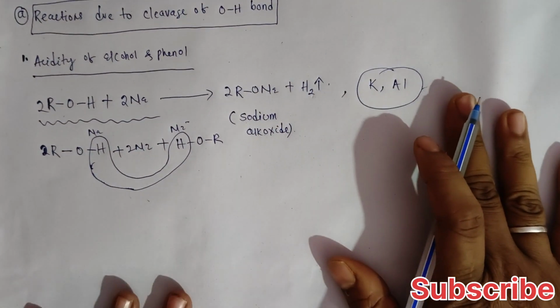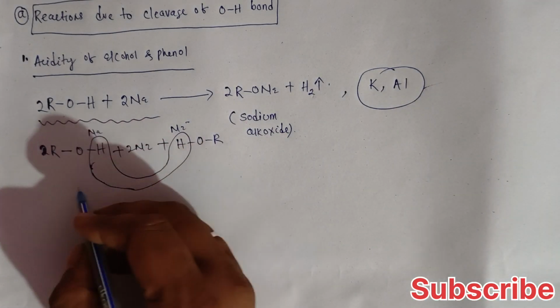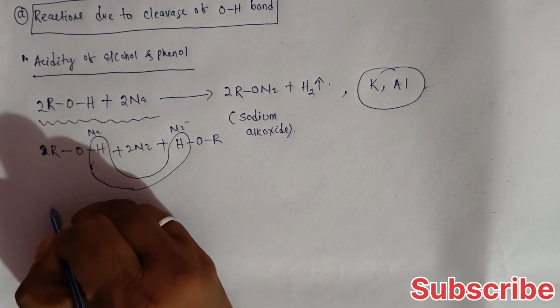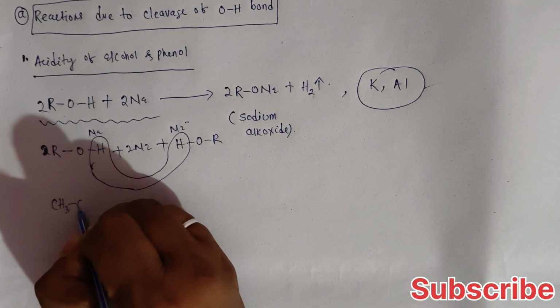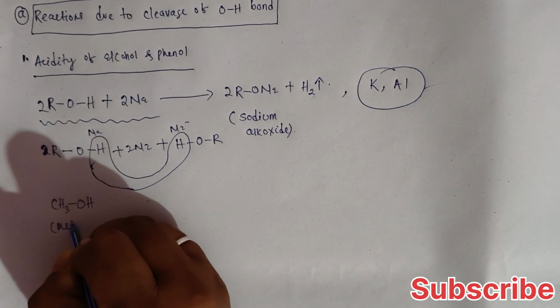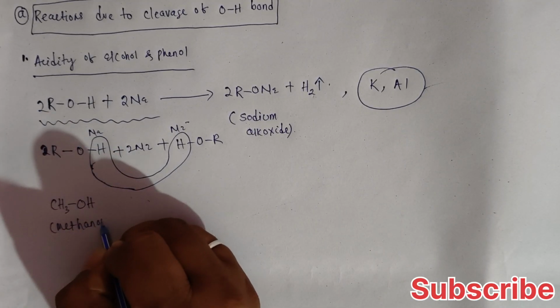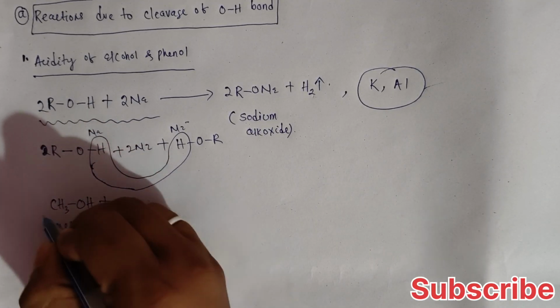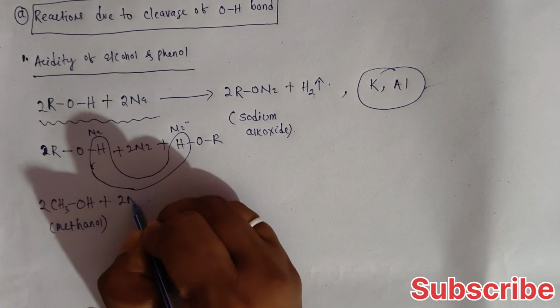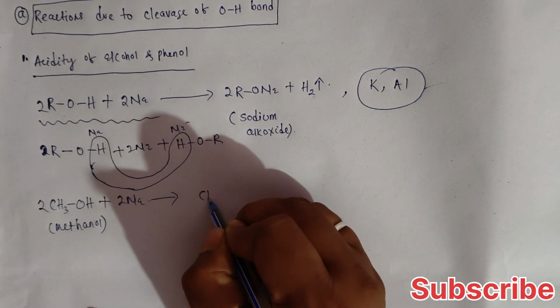So let me now write some reactions also. Let me write a simple reaction first. Let me write here CH3OH. We all know its IUPAC name is methanol. What will happen when methanol reacts with sodium metal? We all know that sodium methoxide will be obtained.